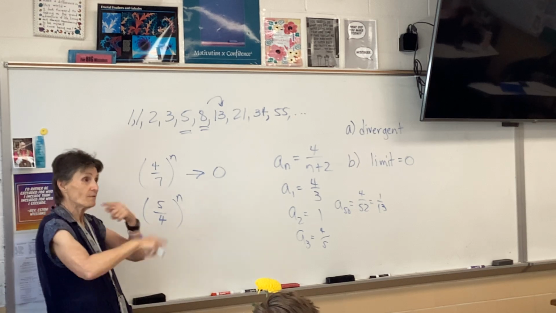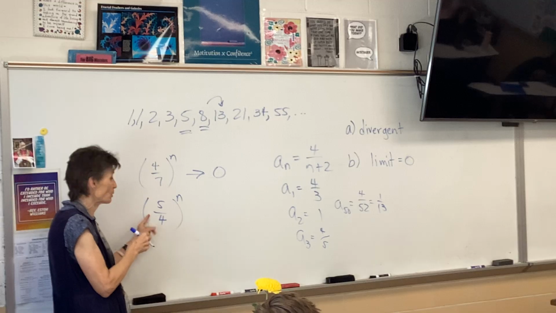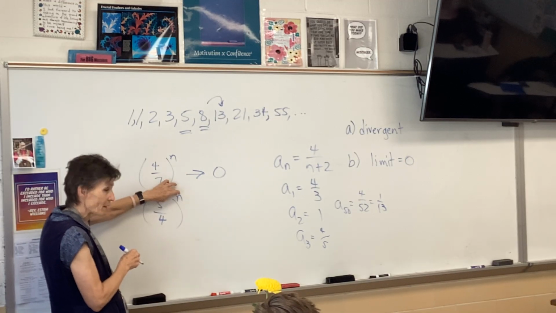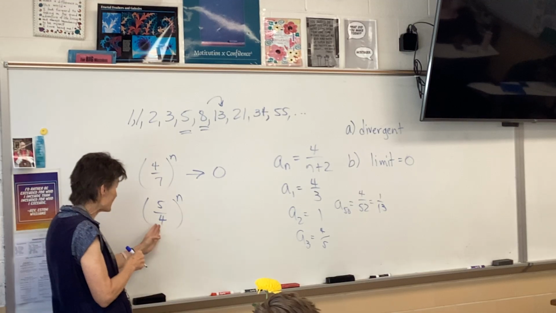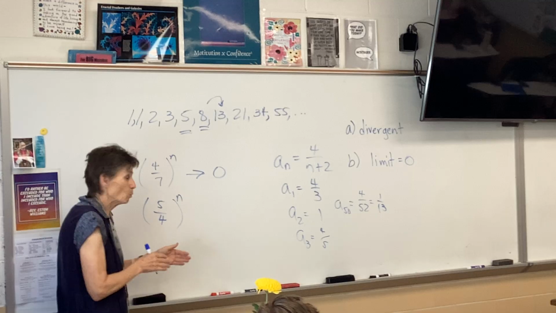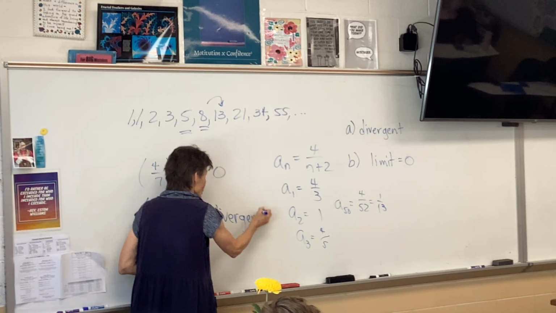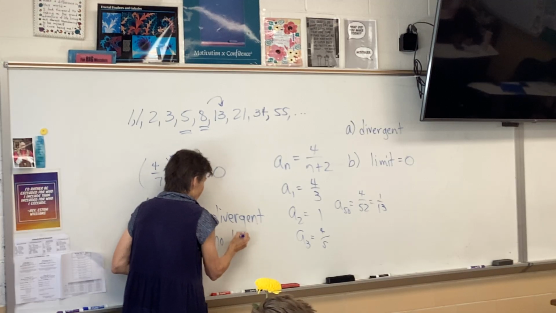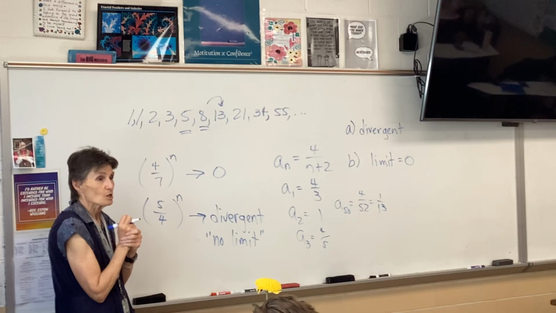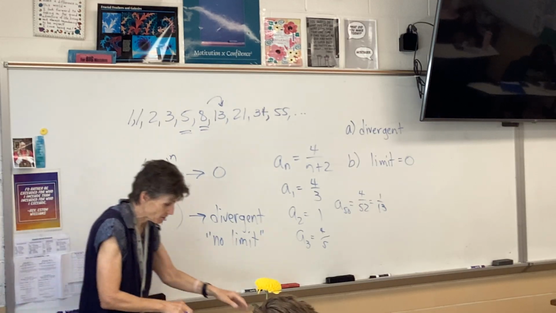And so that limit will always be 0. Always. On the other hand, if your fraction is bigger than 1, I'm talking about the thing you're taking to the power, then this will just keep getting bigger and bigger and bigger, which means this is divergent. Divergent means no limit. So every problem that's structured like this, that's going to be your key.